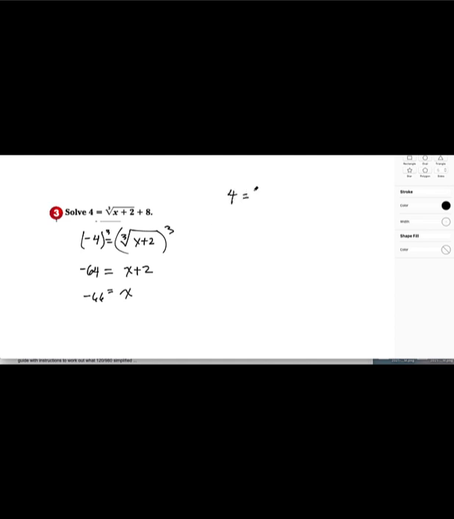4 is equal to the third root of negative 66 plus 2, plus 8. Let's see if that works out. So negative 66 plus 2 is negative 64. The third root of negative 64 is what we need to calculate, but we should know that the third root of negative 64 is negative 4, as we just played around over there. And look, we got it, guys. 4 is equal to negative 4 plus 8. Indeed, that's 4 equals 4. We're good to go. So that one wasn't too bad.